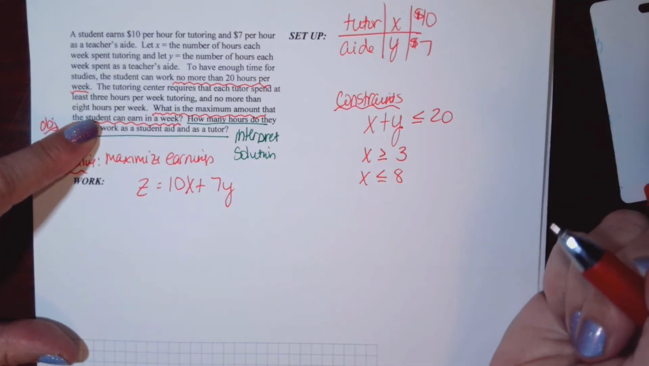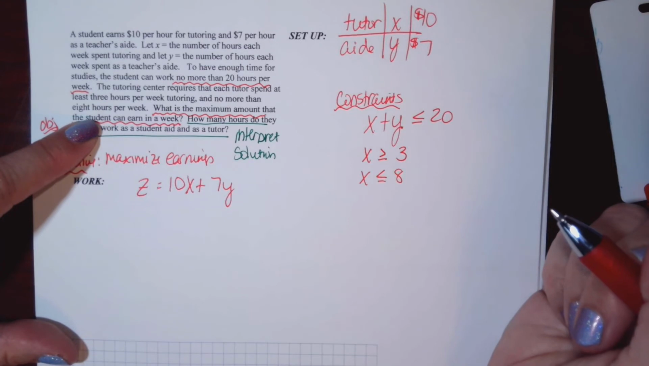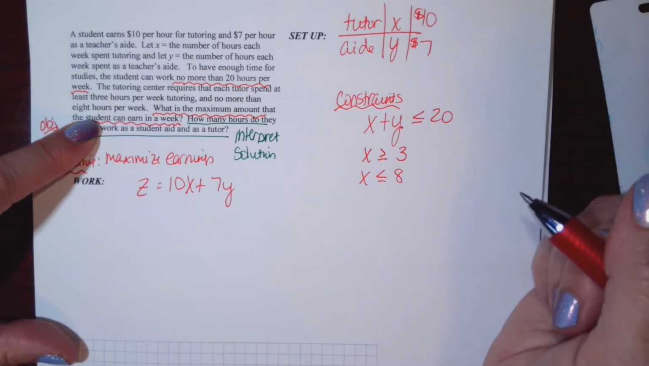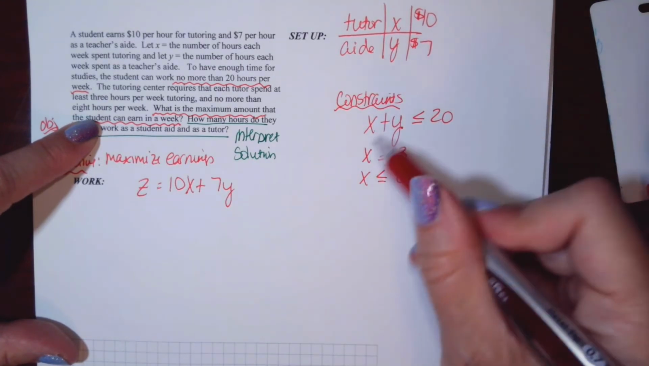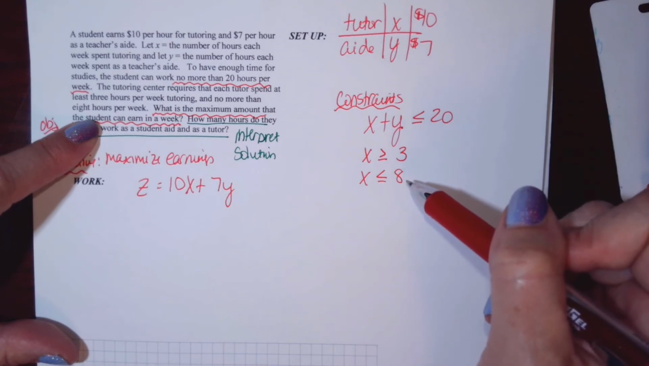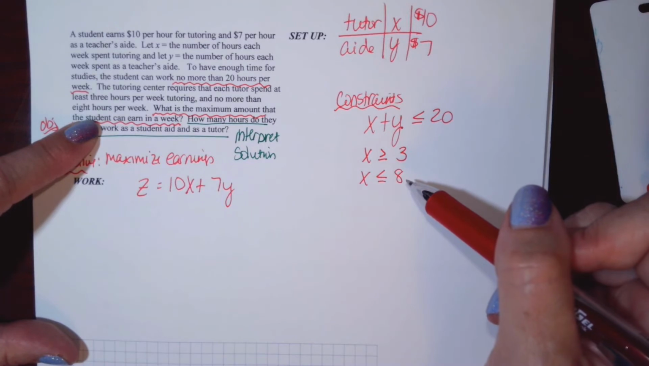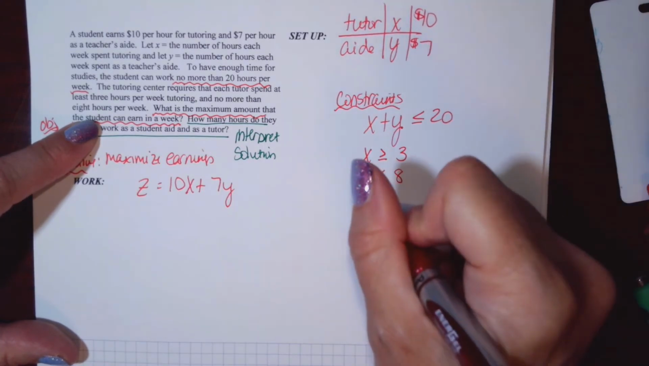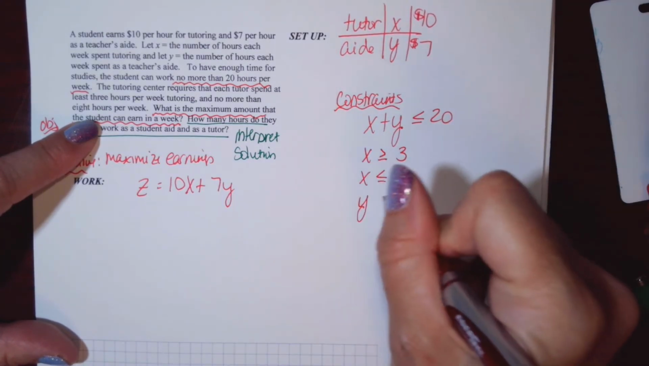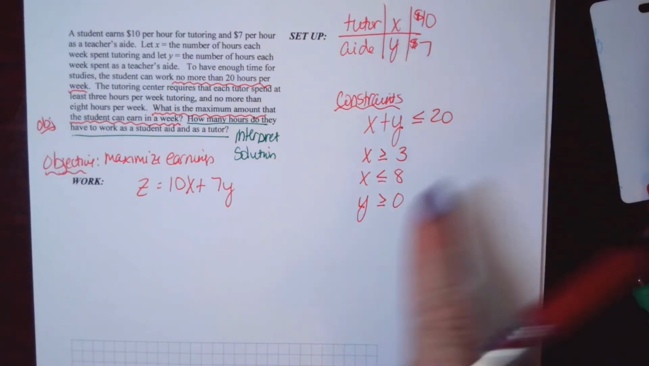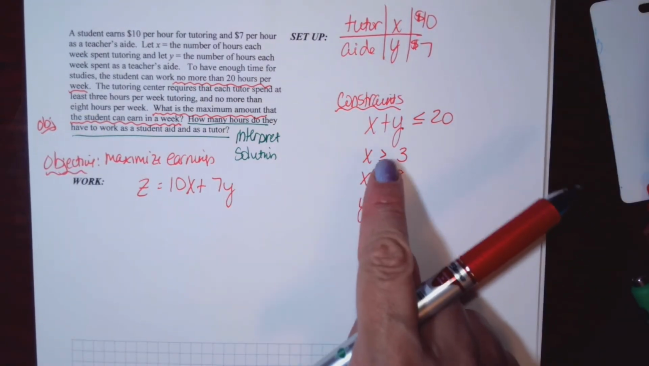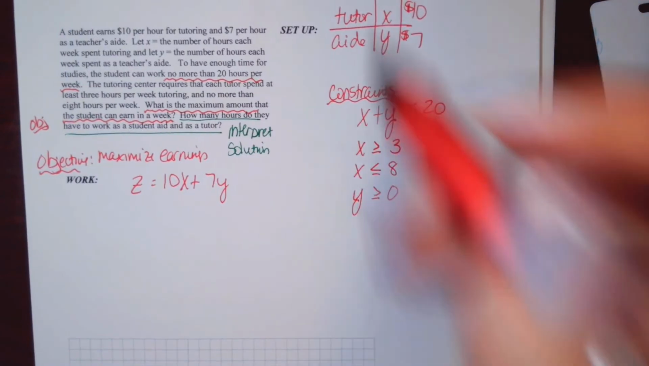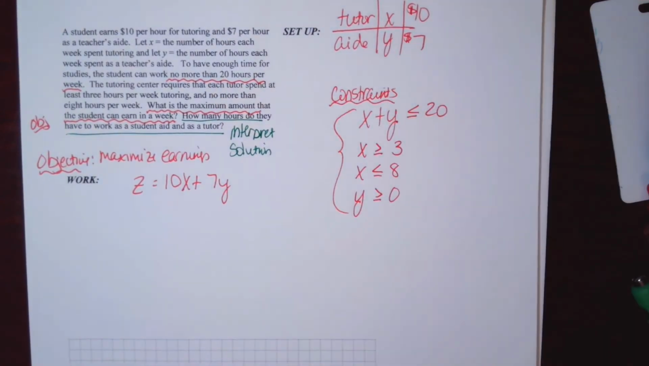Do I have any limits on the hours they can spend as an aide? No, we weren't given any information on that. So we don't have any additional things here, except, am I limited to quadrant 1? Well, yeah, because we can't work a negative number of hours, so Y has to be at least 0. Now, I don't have to say X has to be at least 0. X has to be at least 3. It has a higher lower limit than Y. All right, so there's my system of constraints, my 4 constraints that I need to get on my graph.